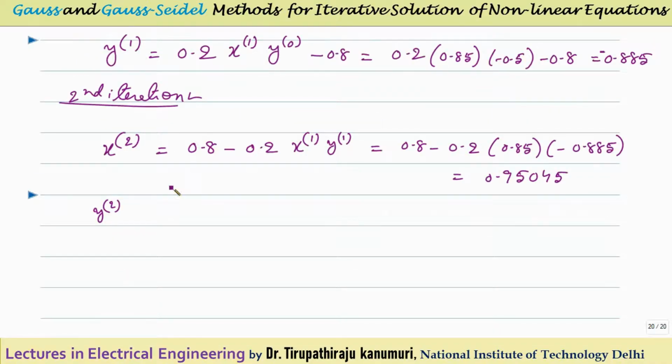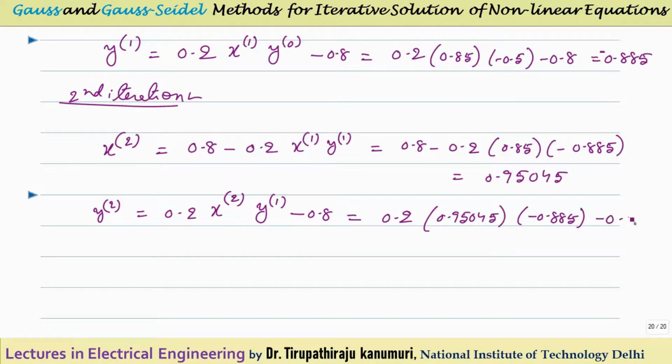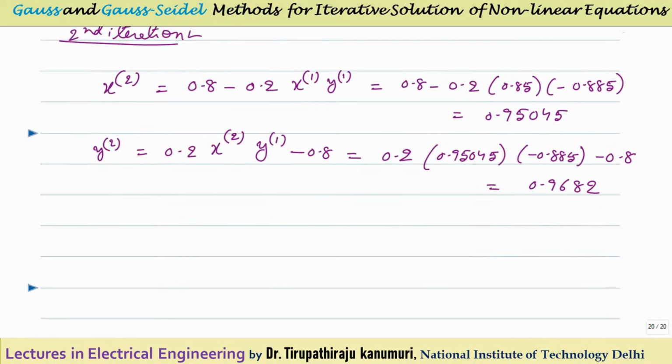So now I can calculate my value of y after the second iteration. So this will be equal to 0.2 times of x, I have to take the updated value, not the previous value, x in the second iteration, plus y obtained in the first iteration, minus 0.8. So if you substitute it, this will become equal to 0.2 times of updated value of x, 0.95045, and the previous value of y1, minus 0.885, minus 0.8. So this way we will substitute. So this will become equal to 0.9682. Again compare with the previous iteration, so there is a change, so I have to continue.